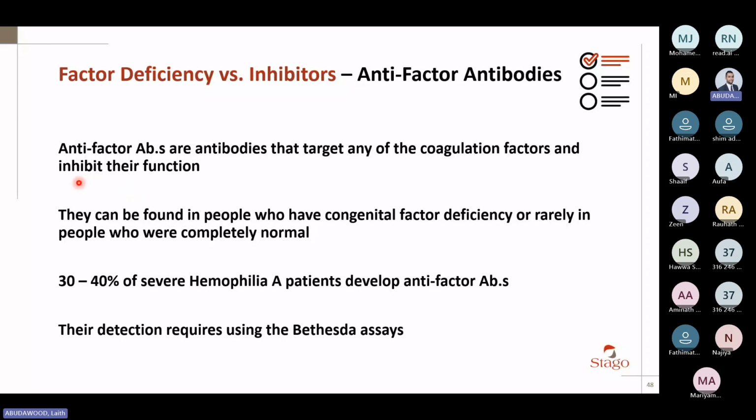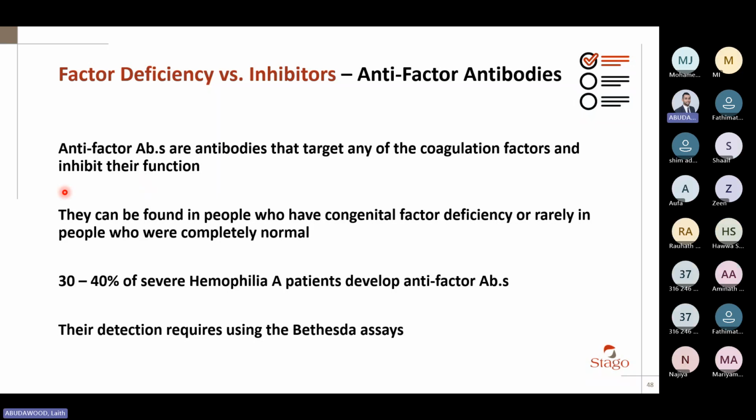Now, who will have this kind of antifactor antibodies? Most common cases are patients who have deficiency in this particular factor. So for example, patients who have severe hemophilia A, severe deficiency of factor VIII, so less than 1% of factor VIII, 30 to 40% of them, they will develop antifactor antibodies. And this is a real big problem, because if you give this patient an infusion that contains factor VIII, for example, the antibodies will still inhibit it. So the infusion is useless. Okay. So this is a problem.